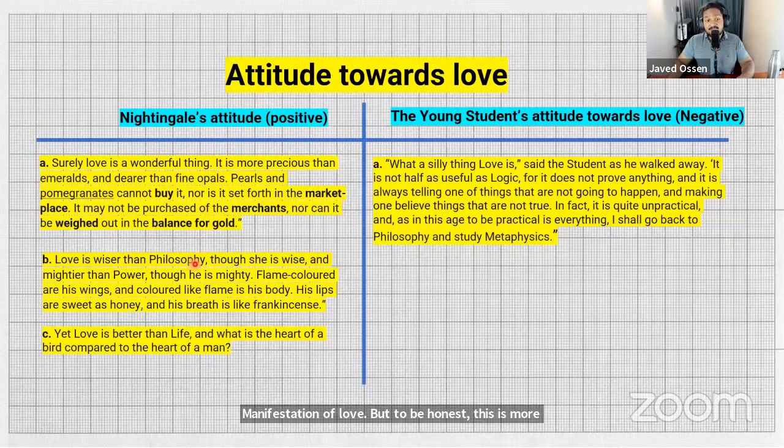Love is wiser than philosophy, though she is wise. She is personified philosophy. Mightier than power, though he is mighty. He is personified power. Flame colored are his wings, and colored like flame is his body. We're talking about the personified love. His lips are sweet as honey, and his breath is like frankincense.